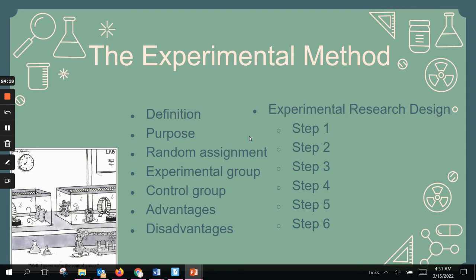Step four, both groups participate in the experiment. So they both go to their scheduled chemo. My experimental group is going to get Curette in addition to regular chemo. My control group is just going to get their regular chemo.